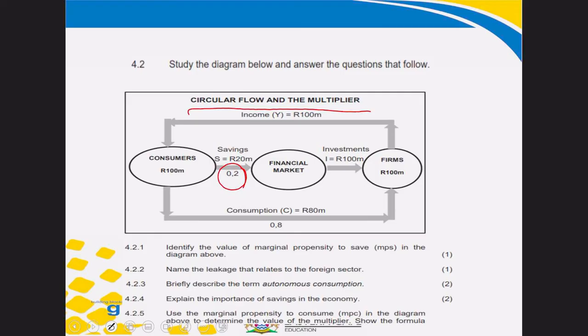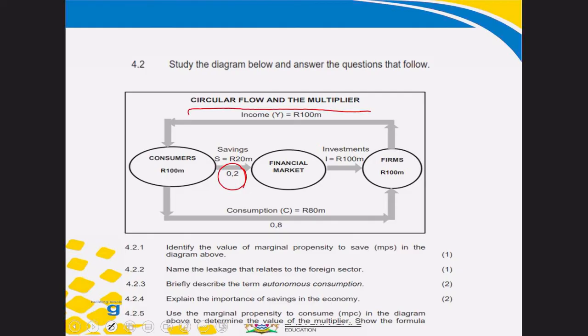Name the leakage that relates to the foreign sector. Now, the foreign sector deals with the exports and the what? And the imports. We have already mentioned that the imports represent your what? Your leakage. Briefly describe the term autonomous consumption.